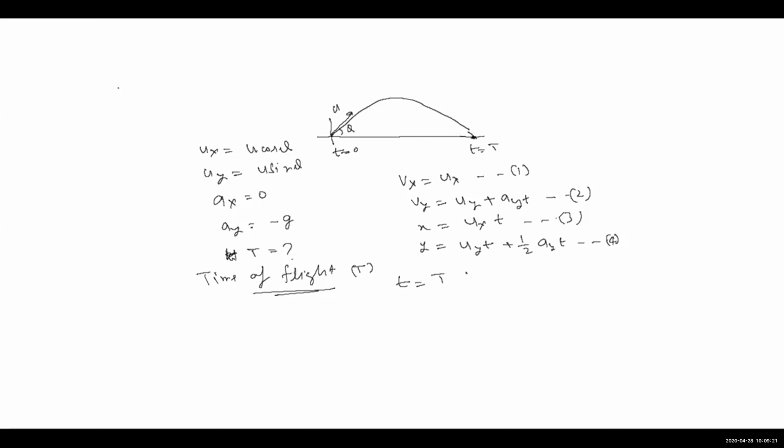See, when the time will be equal to the time of flight, the displacement along the y-axis is going to be 0. Can we say that? Because time of flight we define as when the displacement along the y-axis becomes 0, or you can say indirectly when the particle lands onto the ground, that time is defined as the time of flight.